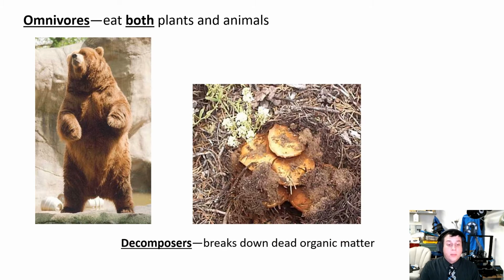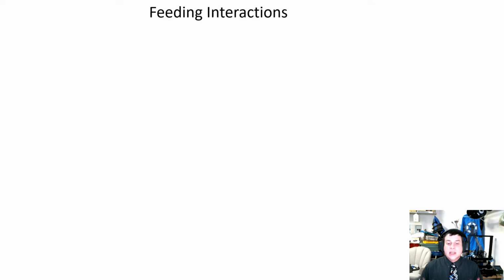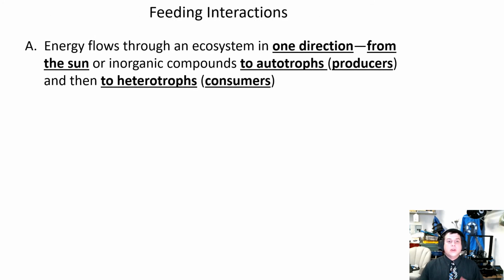Those are our big groups of organisms broken down by what they eat in our food, by what their food is in our ecosystems. So let's take a look then at what this means in terms of energy. The first part we're going to talk about here is this concept of feeding interactions. What you need to know about interactions from feeding is energy in an ecosystem only flows in one direction.